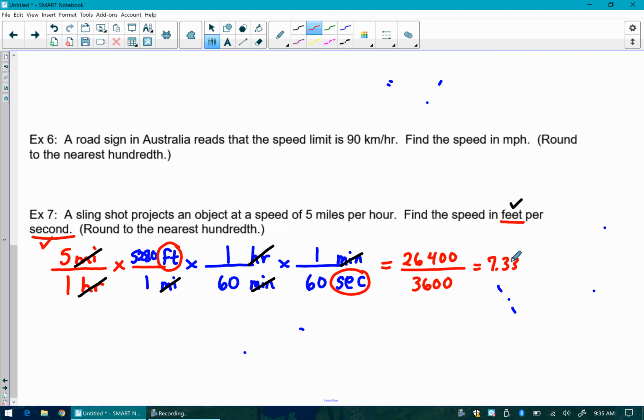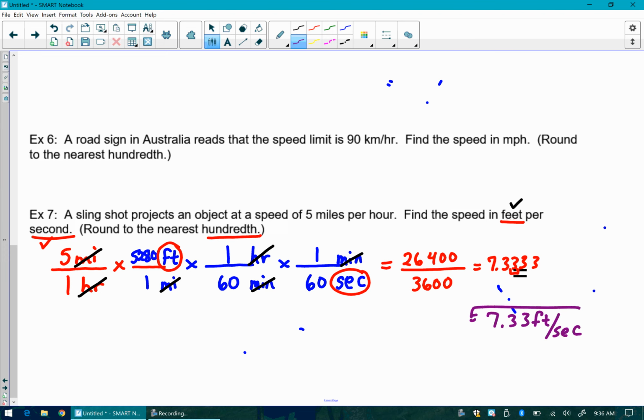Yeah, 7.3333. And here I'm asking you to round to the nearest hundredth. The hundredth spot is always the second place after the decimal. So this 3 behind it tells me to keep that 3. So I'm looking at 7.33 feet per second. Final answer.